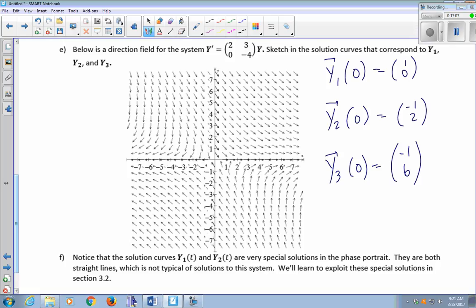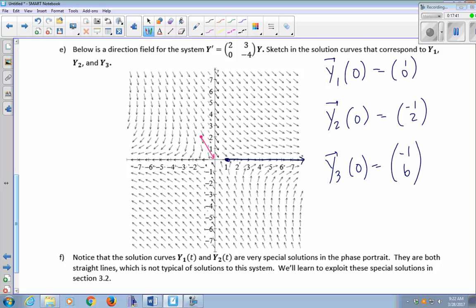All right, so y1 of 0 starts at 1, 0. So it starts right here. And if you follow the direction field from that point, the arrows just point directly to the right. So we've got this straight line solution, it's called. All right, y2 of 0 starts at negative 1, 2. And that happens to also lie on a straight line. It points right at the origin. It's hard to tell that, but it does.